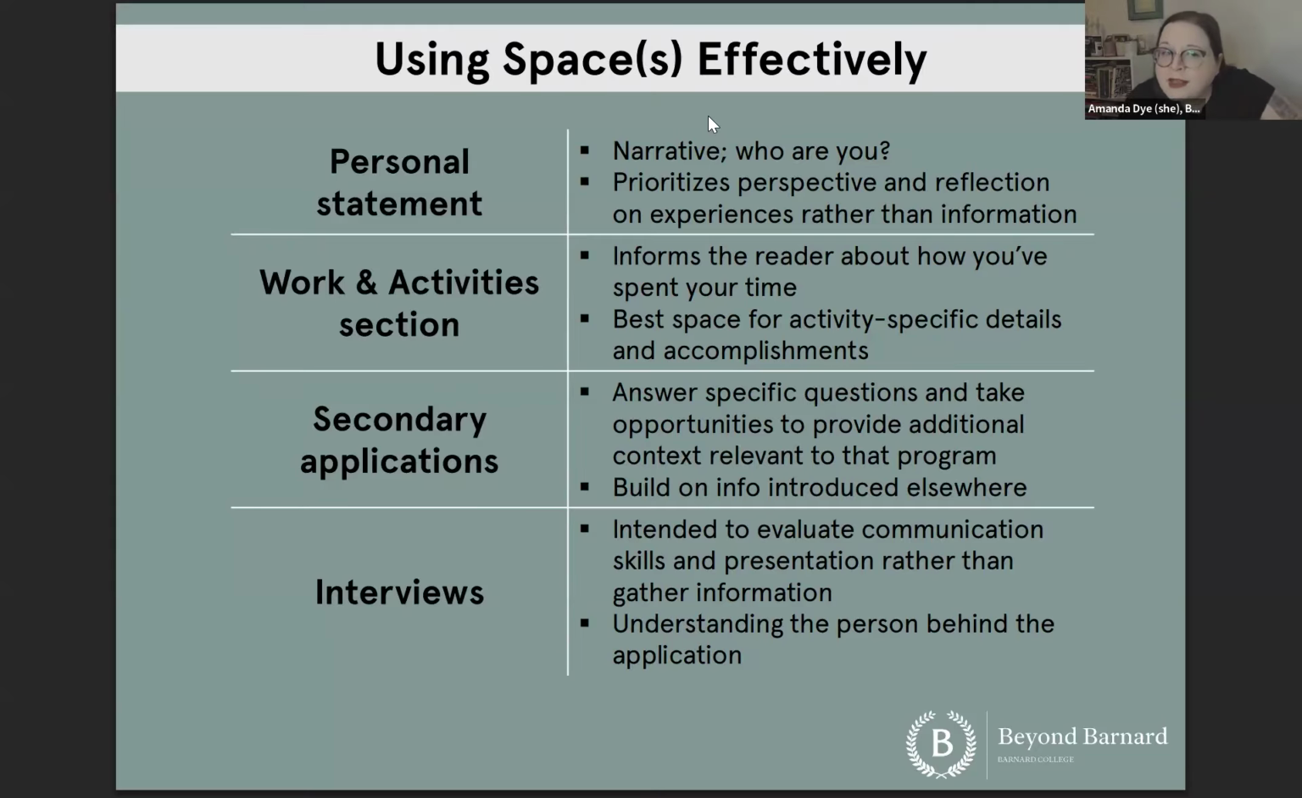The work and activity section of your application, which is sometimes called experiences, called different things in different applications, is where you're presenting experiences. You're talking about things in the order in which they happened. You're providing details about specific experiences and how they relate to your preparation. And so because you have that section, you do not need to accomplish the same thing in your personal statement.